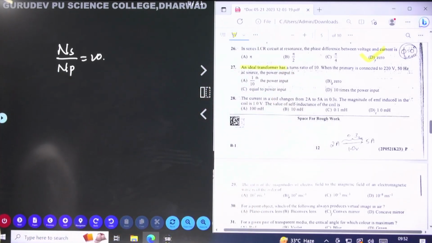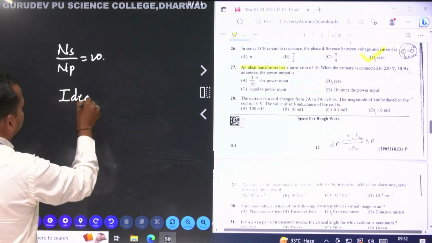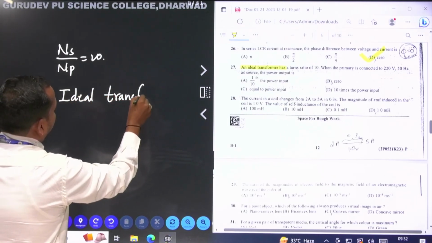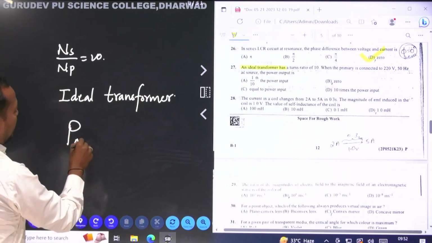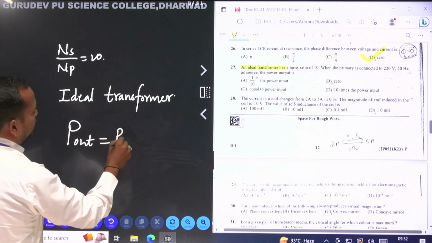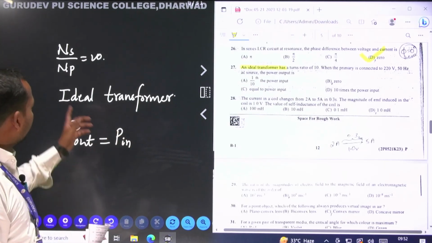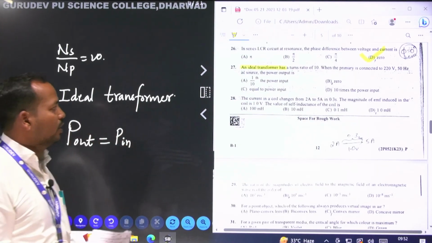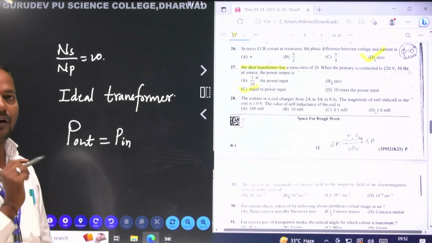So what is the characteristic of an ideal transformer? For an ideal transformer, output power must be equal to input power. This is enough to make the decision. That's all. So here the answer is option C, that is equal to power input.